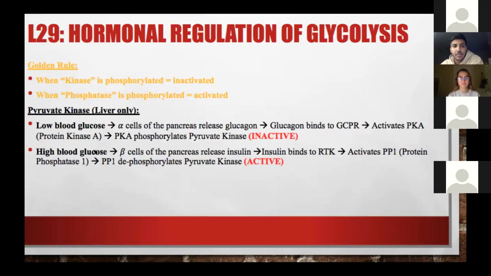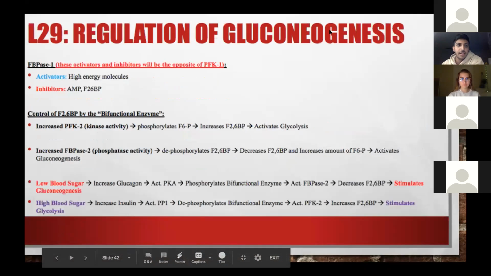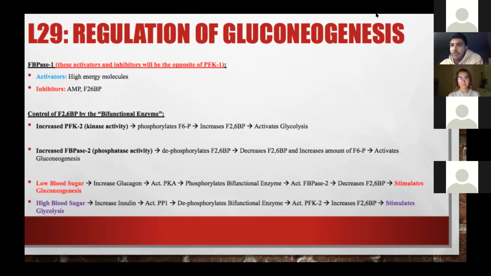And then for a high blood glucose, you're going to have insulin again. Insulin binds to its receptor. You have PP1, or protein phosphatase 1. And obviously, a phosphatase always dephosphorylates. And so when you're dephosphorylating, it's going to activate it. The reason why is because if you have a bunch of glucose, you want to go through glycolysis, right? Glycolysis requires glucose. And so if you have a bunch of glucose, you can just break it down in order to make that energy.